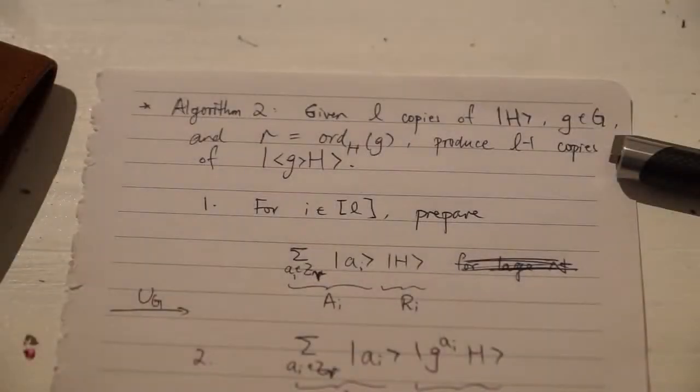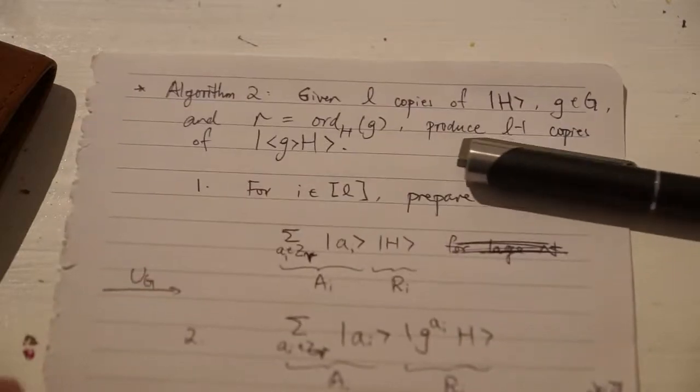Now let me present the next ingredient, which is algorithm 2. This algorithm starts from a number of copies, let's say L copies of the superposition H, and then some element g of big G, as well as the order of g with respect to H, which, for example, can be found using algorithm 1. Algorithm 2 then produces L-1 copies of the group generated by g multiplied to H. Like so.